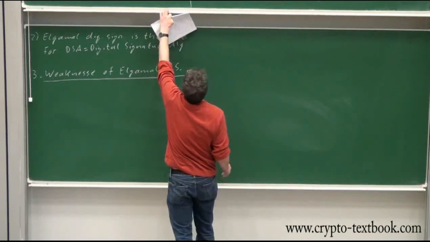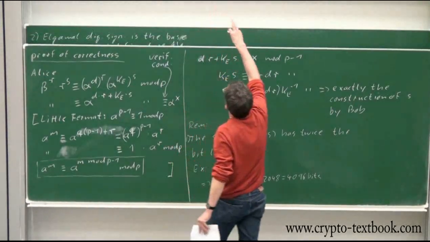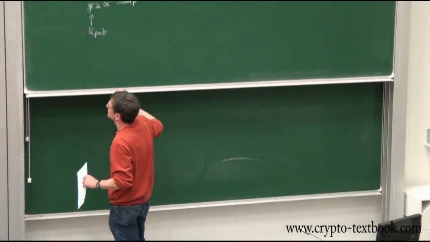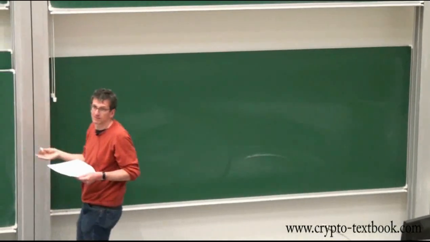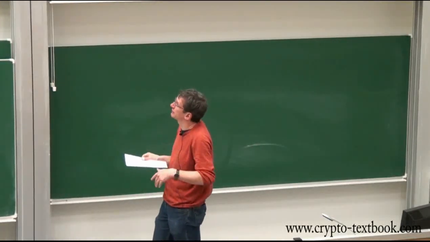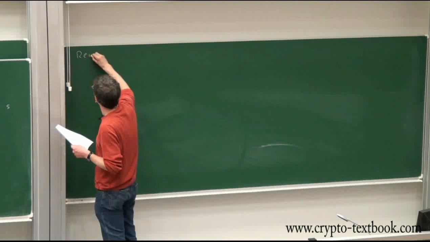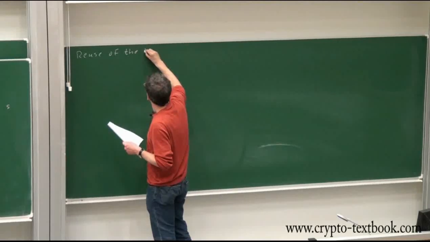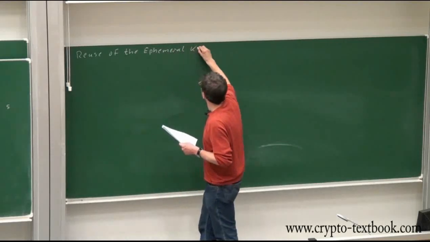Okay, so we're going to look at this board that we have over there, and I'll start with two attacks. I don't know whether you want to call that attacks or weaknesses or pitfalls, whichever term you want to use. And the first thing that we do is we look at the reuse of the ephemeral key.